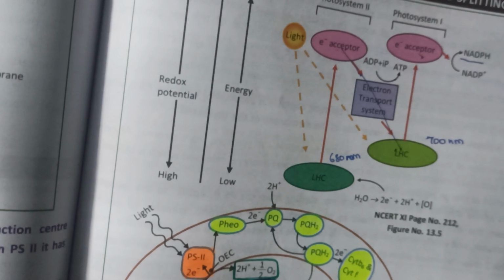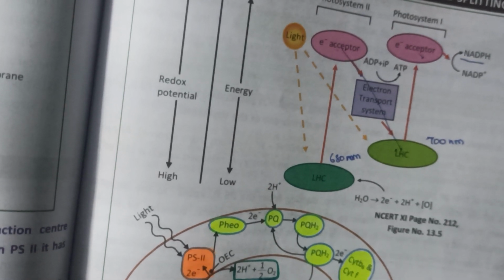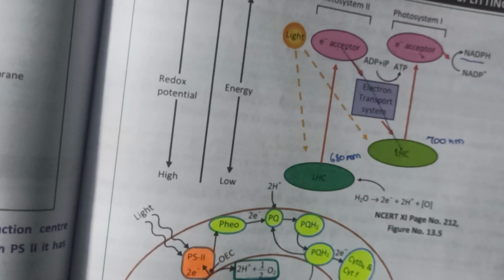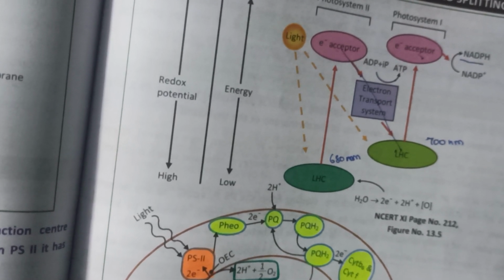This H plus will be utilized for the formation of NADPH, or otherwise it can be used for various other functions, like reduction of carbon dioxide to carbohydrate. And these 2 half O2 molecules will combine to form one O2 molecule that is liberated as oxygen. So this oxygen is evolved during the light reaction only.